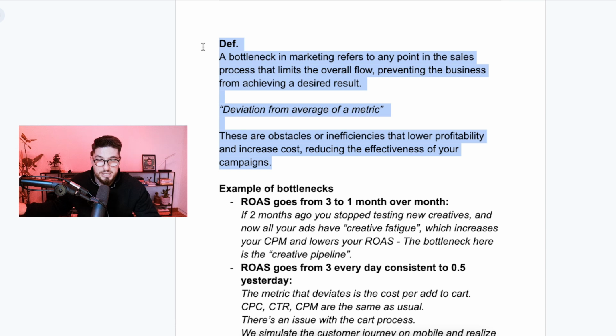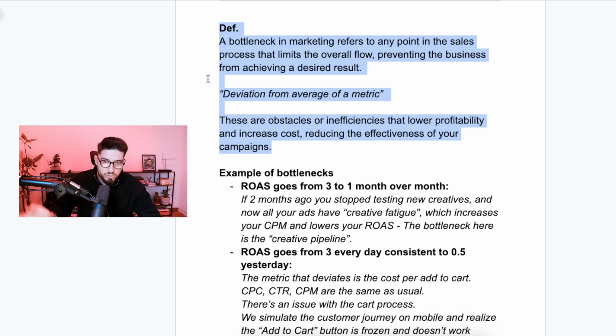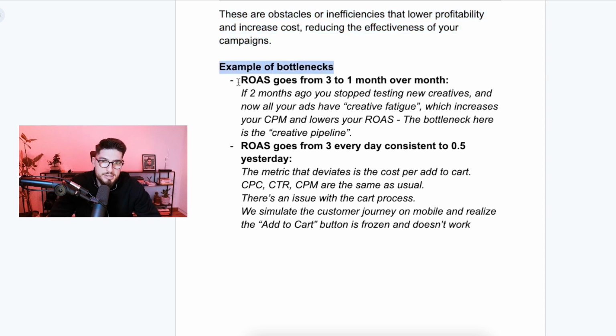So, examples of bottlenecks. And again, it's important to mention there are many bottlenecks in an e-com brand, e-com business. Like you can have logistics bottlenecks. You can have a team bottleneck where 2 people are sick and 1 is pregnant, and you have 3 less people in the team. So many bottlenecks, but in this case, we're just going to focus on 2. Example: my ROAS goes from 3 to 1 month over month, because this is going to be important. Okay, last month it was 3, this month it's 1, every single day 1, flat.